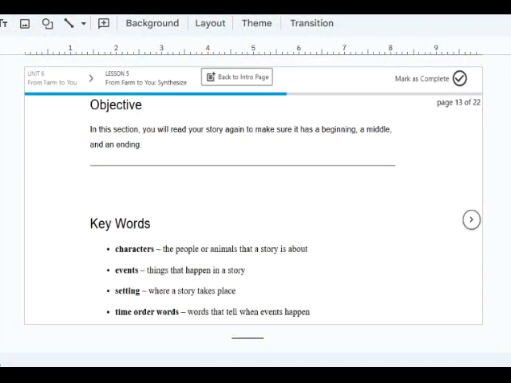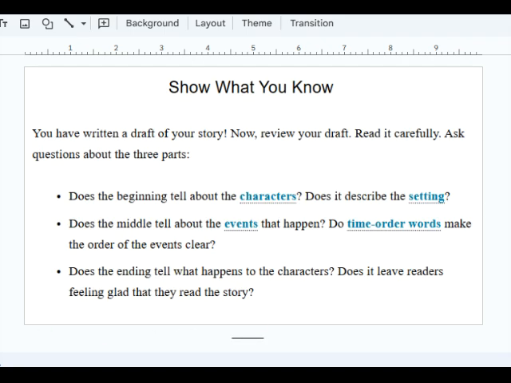Unit 6, Lesson 5. In this section, you will read your story again to make sure it has a beginning, a middle, and an ending. Here are the key words. Characters are the people or animals that a story is about. Events are things that happen in a story. The setting is where a story takes place. And time order words are words that tell when events happen.